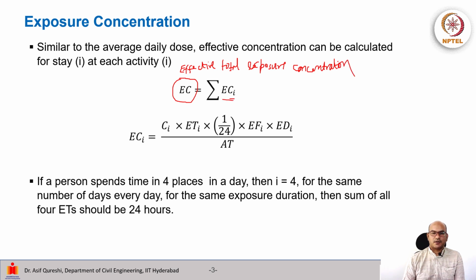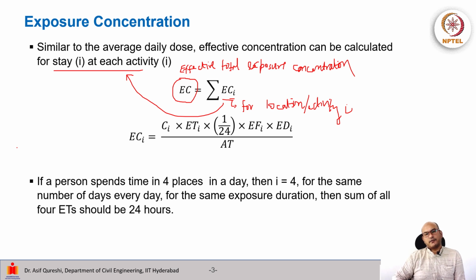And this is the effective concentration for location I, location activity. So for stay at each activity, this is our effective concentration, and each activity will contribute something to the overall average effective total exposure concentration. Now what is the effective concentration for each activity?